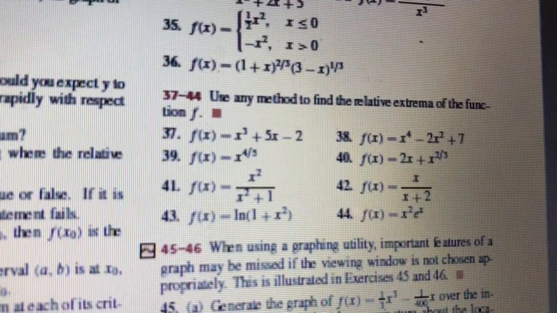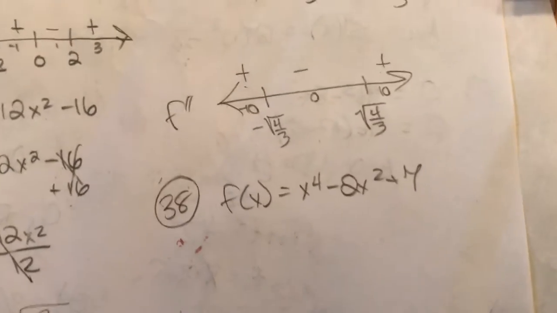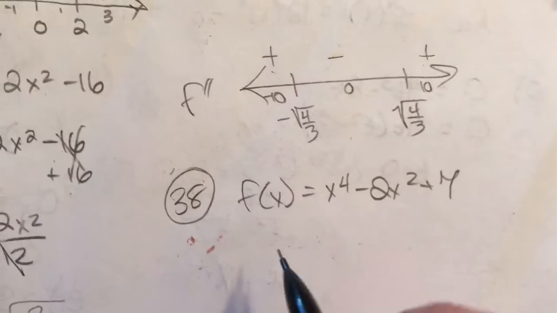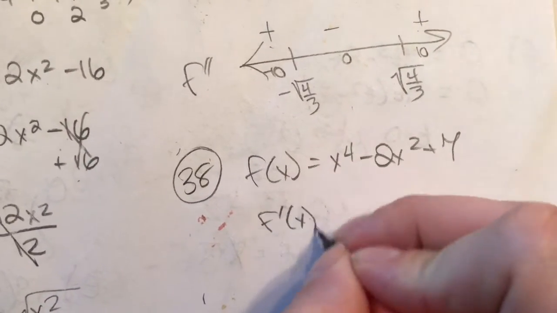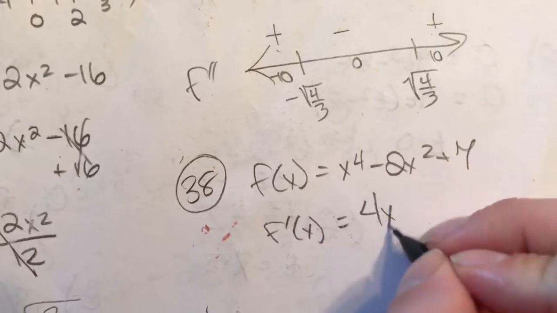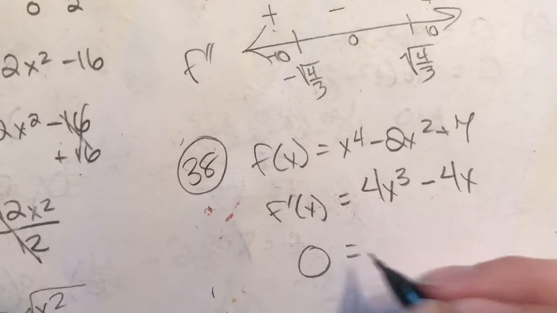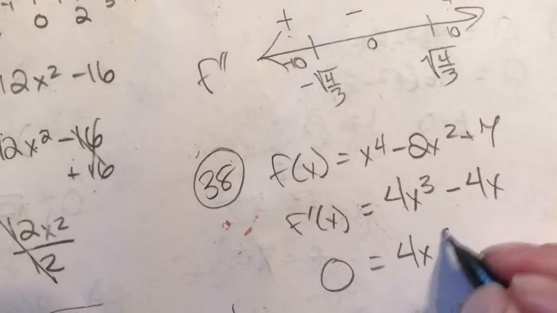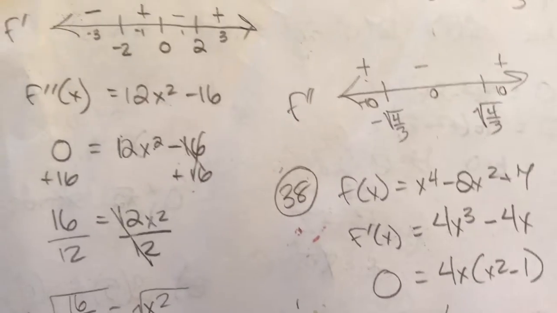Use any method to find the relative extrema of the function f. Relative extrema happens at the critical points. I'm not doing the absolute, I'm doing the relative. So all I have to do is just take the derivative, set it equal to 0. Bring out a 4x. That's difference of squares.